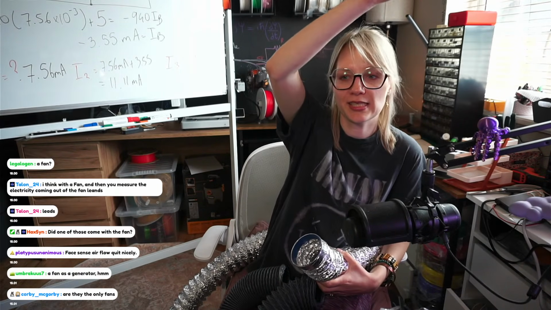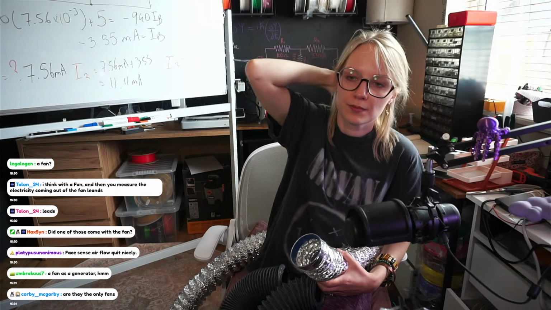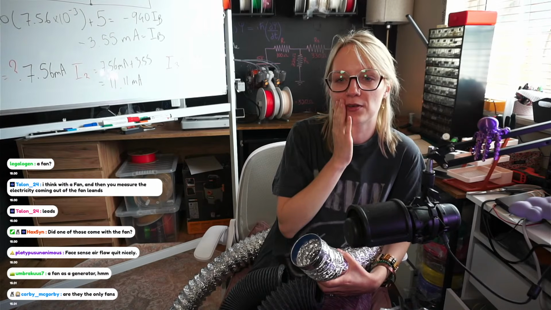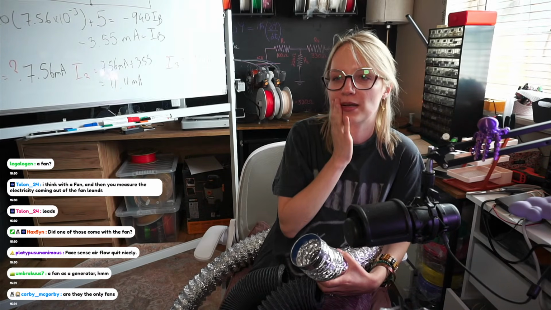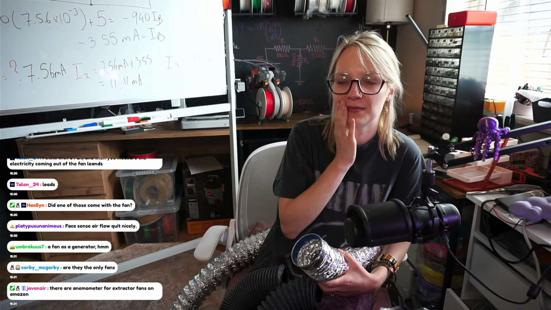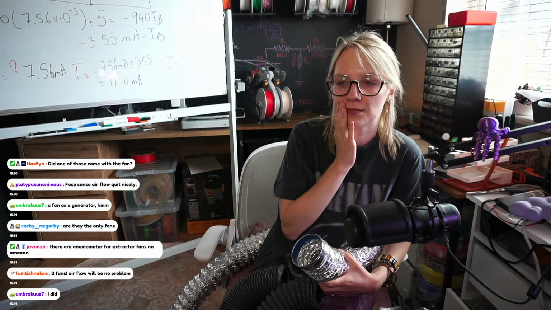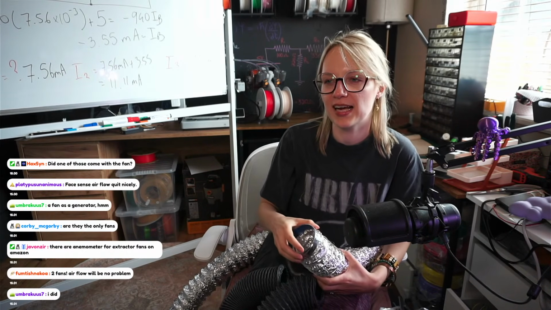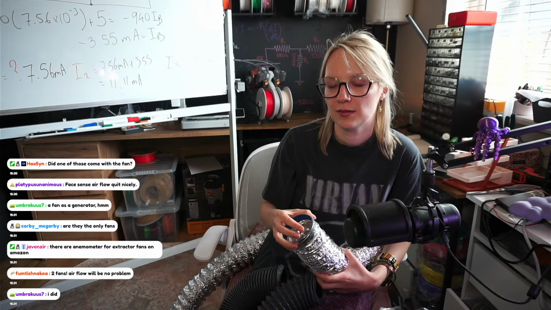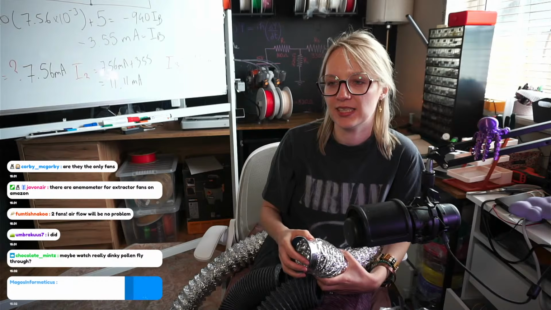And my vent just leads to the outside. It's just a hole in the wall, basically. MAF sensor for airflow, I think. Okay, yes, yeah, who else mentioned it? Brackus mentioned MAF as well, but that's super fancy. Ionometer. Two fans. Airflow will be... Exactly, I'm wondering. Maybe watch really dinky pollen fly through.